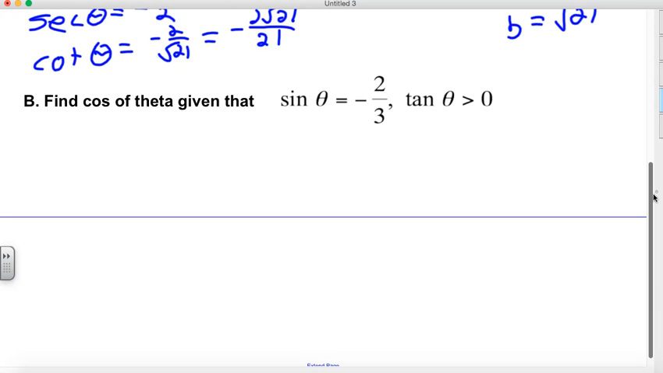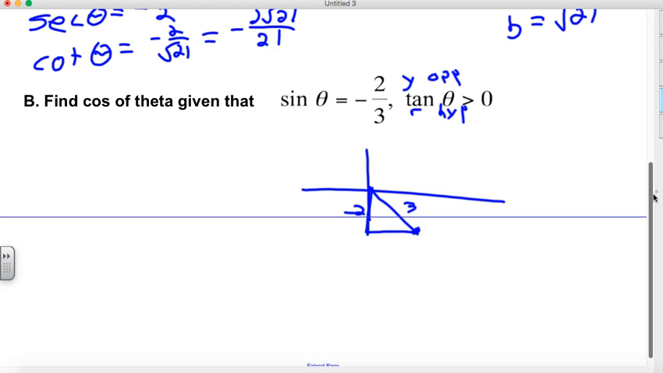So I know sine theta. Sine is your y coordinate, or your opposite, and 3 you can think of as the radius, the hypotenuse. So if I draw my graph, the y value is -2. If I go down 2, and then I go out somewhere, here's my hypotenuse, which is 3. So I went down -2, and then I go right. I need to figure out what that x coordinate is. Does that make sense?